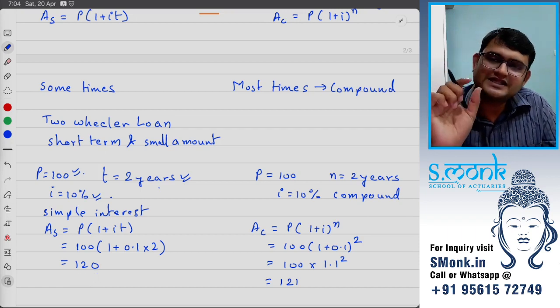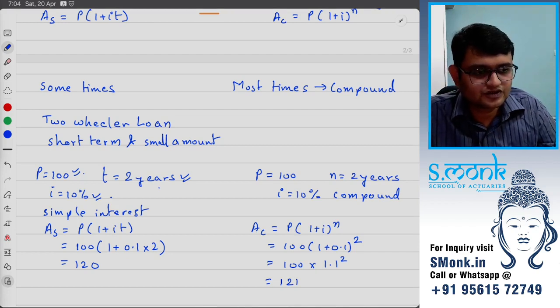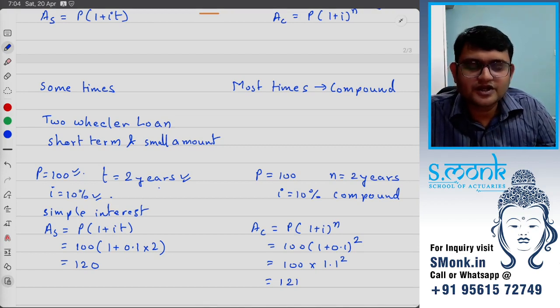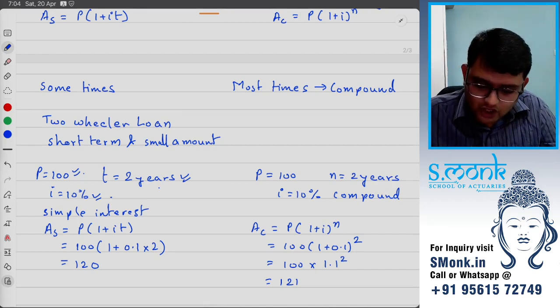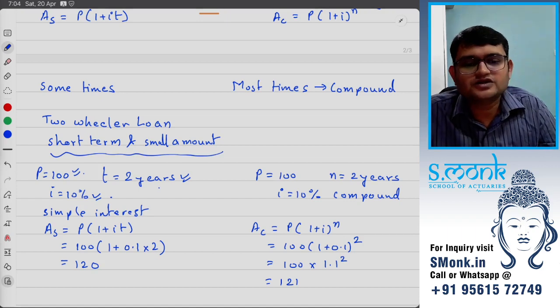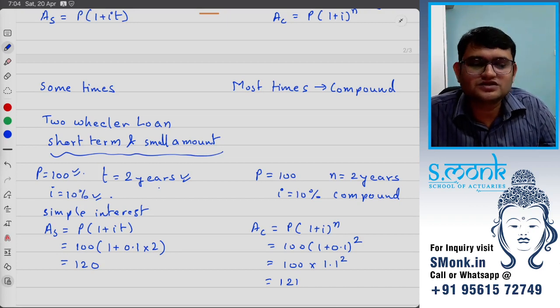because the amount is less and the time period is also less. Okay. Time period is 2 years and the amount was 100 rupees. So for a short term and small amount, we use simple interest. Okay. So we said, simple interest is easy for calculation.